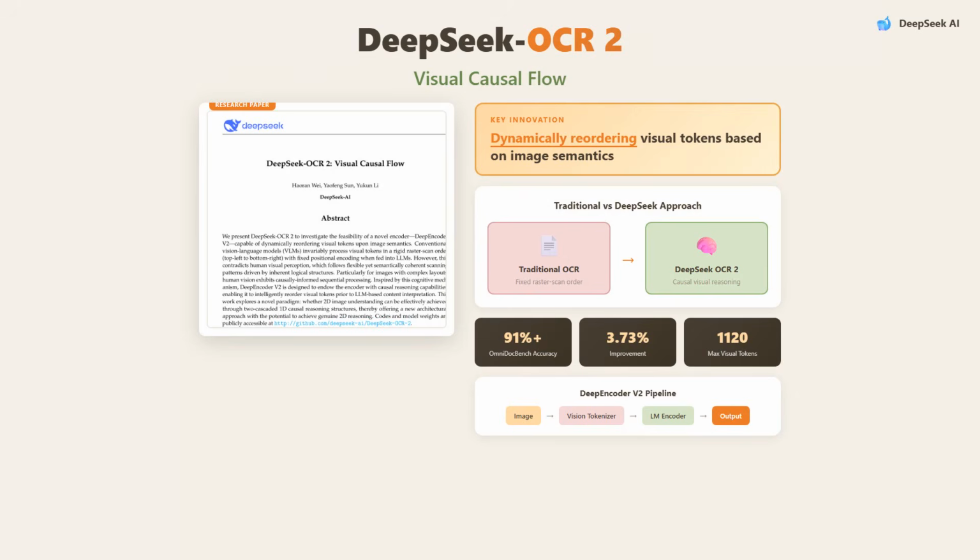The architecture follows a clean pipeline. Images go through a vision tokenizer, then a language model encoder, and finally a decoder that outputs the text. We'll break down each of these components in detail throughout this video.